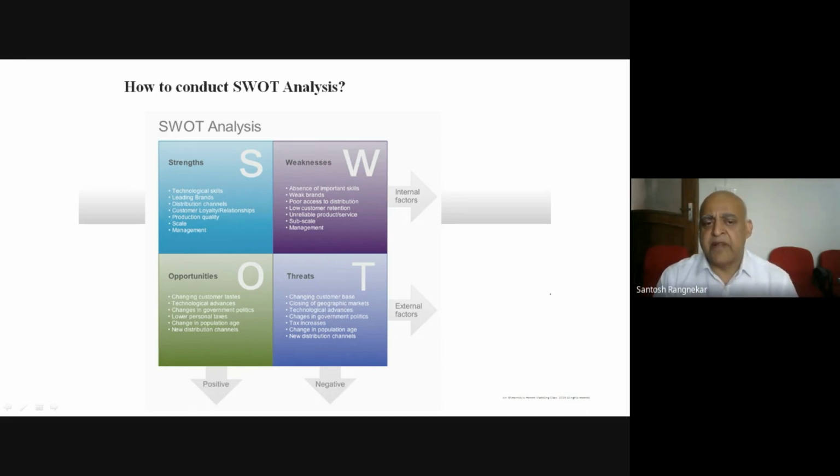For example, many organizations may not be using technical skills. So if they want to make the analysis, the opportunity will be to use the technology, but otherwise their strength parameters will be different. Weaknesses are also certain examples which you see on the screen: low customer retention, unreliable products, subscale management. Opportunities are changing customer technological advances, lower personal taxes. Threats are change in population age, tax systems, new distribution channels, that will always be there.